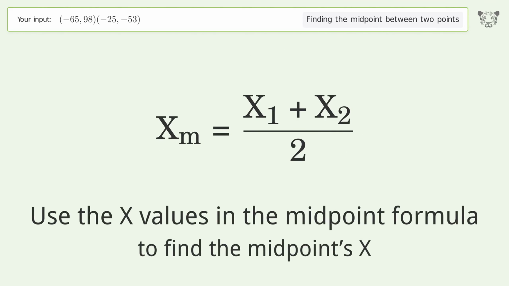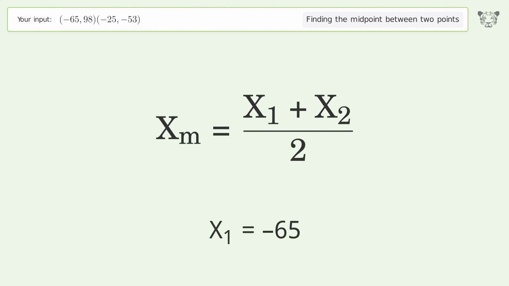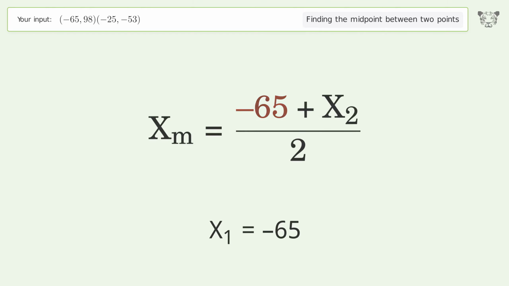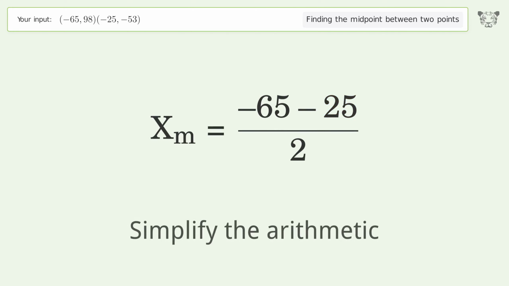Use the x values in the midpoint formula to find the midpoint's x. x1 equals negative 65. x2 equals negative 25. Simplify the arithmetic.